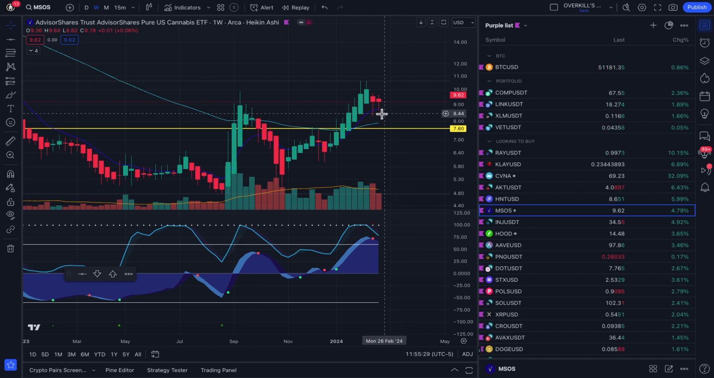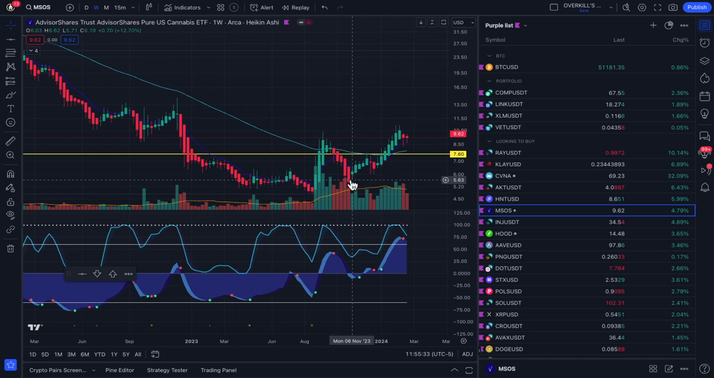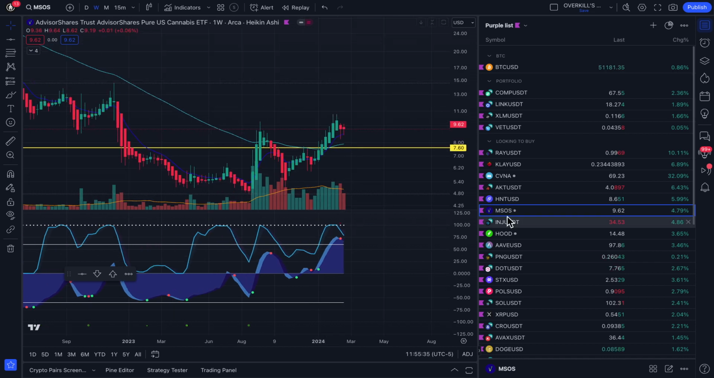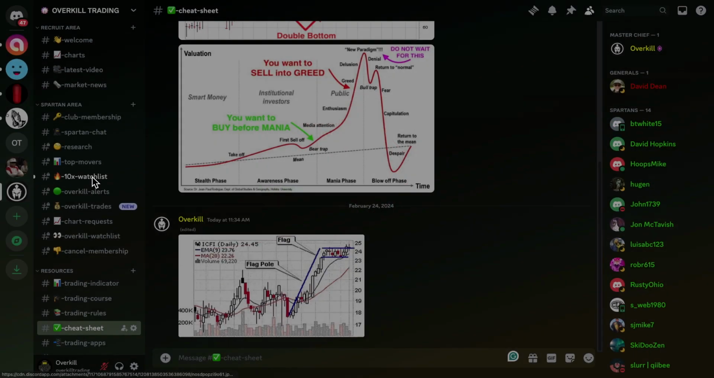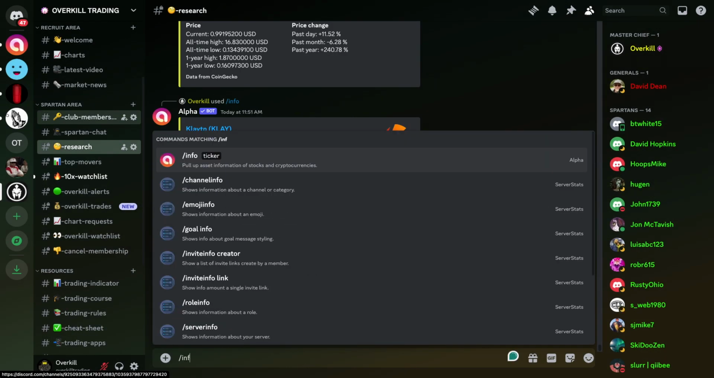Okay, it came down there and hit about 8.21 and got sucked right back up. So that means there's buyers stepping in at those prices. I like the fact that it's breaking over the 50 here. This is an interesting play here. MSOS. I want to see the market cap here.